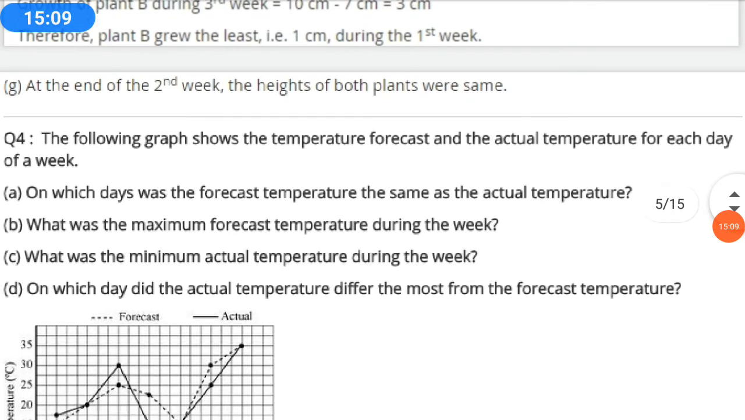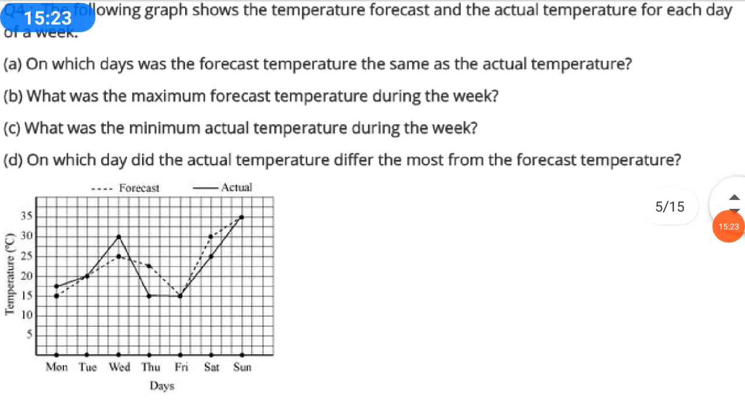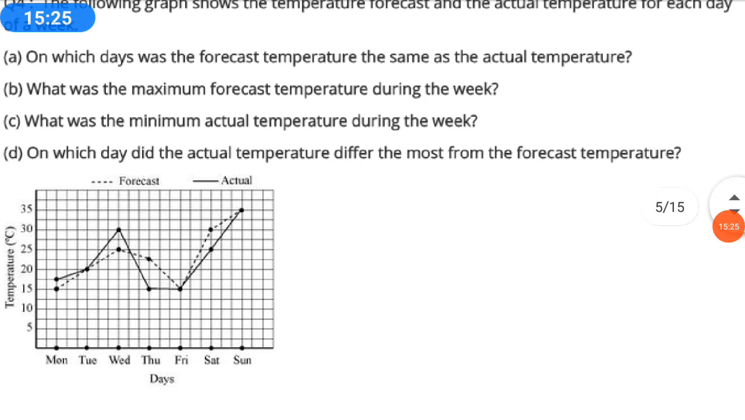Okay. Moving toward the next question. The following graph shows the temperature forecast and the actual temperature of each day of a week. On which day was the forecast temperature the same as the actual temperature? What was the maximum forecast temperature during the week? What was the minimum actual temperature during the week? And on which day did the actual temperature differ the most from the forecast temperature?